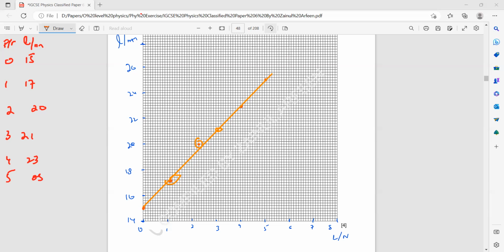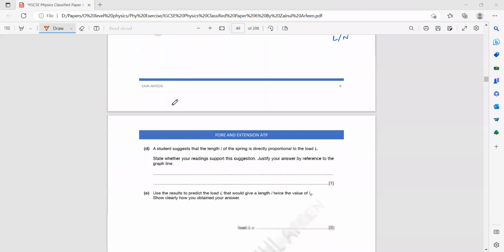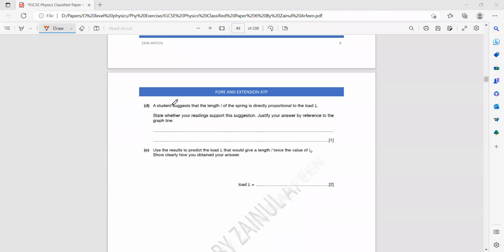Yes, sir, clear. The next part, they're saying that this is a graph for load and length. If the graph is between the load and the length, it will never start from the origin, because when there is no load, there will still be some length. If the graph was between the load and extension, then it will start from the origin.